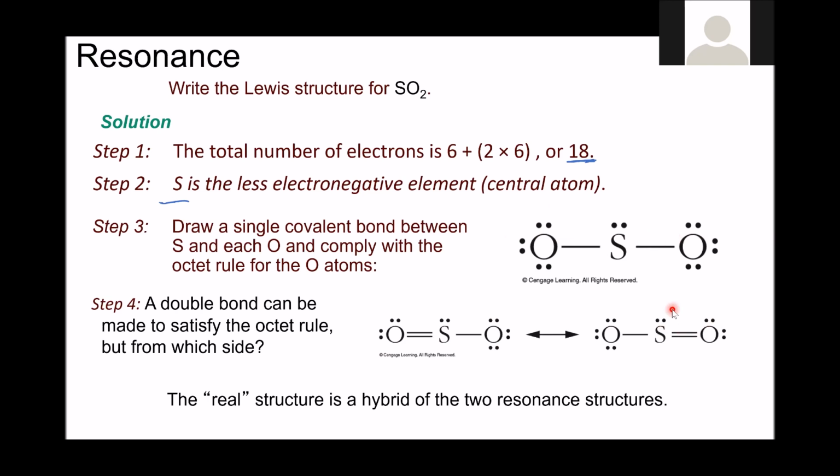Which one is the correct one? Both of them. They're equally possible to form, right? Either forming the double bond with oxygen 1 or with oxygen 2. And that's why we call them resonance structures, because the real structure is going to be a mixture of both of them, which means it's not actually a mixture of both of them. It's actually that the double bond is kind of moving from that side to this side and vice versa.